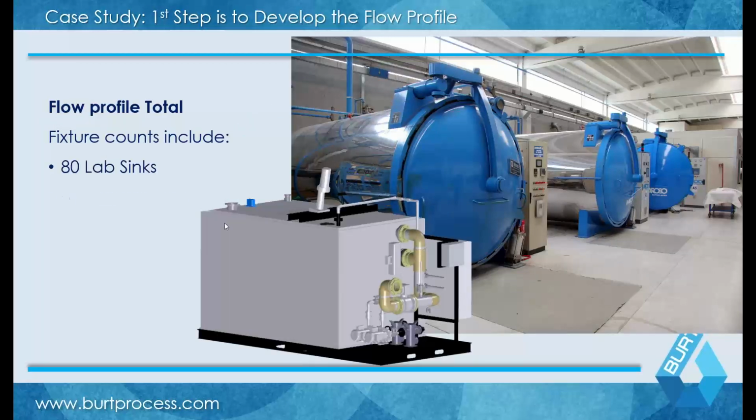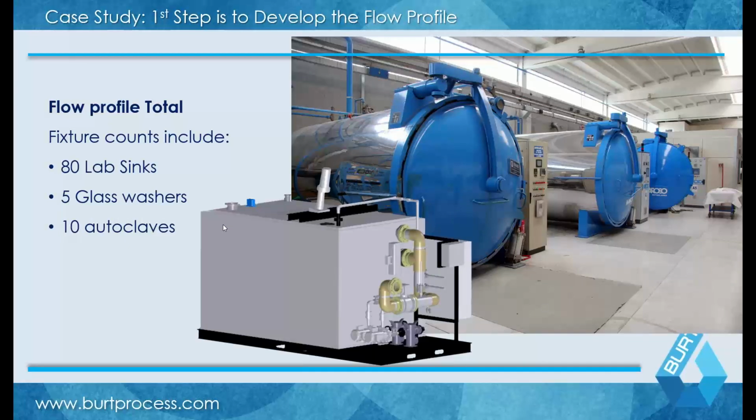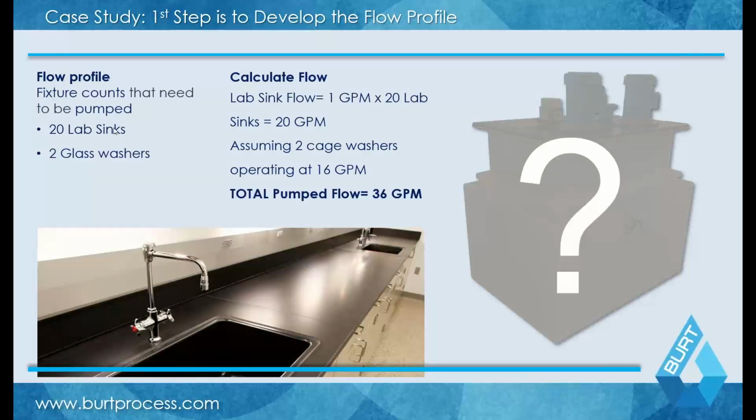So walking through a quick example here, if I had 80 lab sinks, 5 glass washers, and 10 autoclaves in a lab space environment, I could develop my flow profile based on what gets pumped and what gets in. That's 1 GPM times 20 GPM, 2 cage washers at 16. I have a total pump flow rate of 36 gallons per minute.